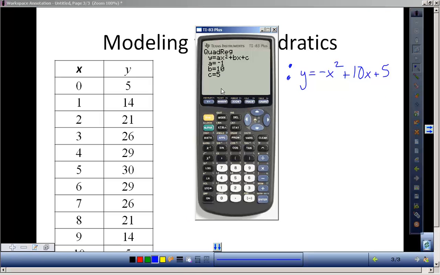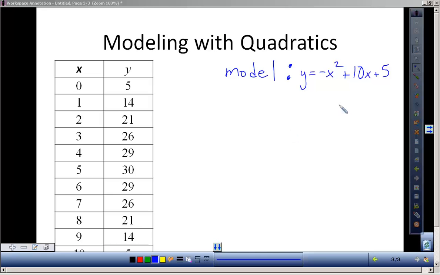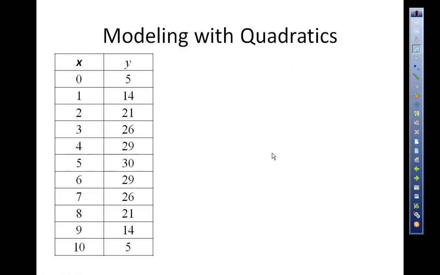This is our model. Now, if you ever want to check it, don't forget you can turn the diagnostic on and get the r squared value, but you can also go into y equals and type it in. -x squared plus 10x plus 5, and take a look at the graph. Look at that. It hit almost all of those points. I would say that that is a pretty good model. All right? So that's how we deal with modeling with quadratics.